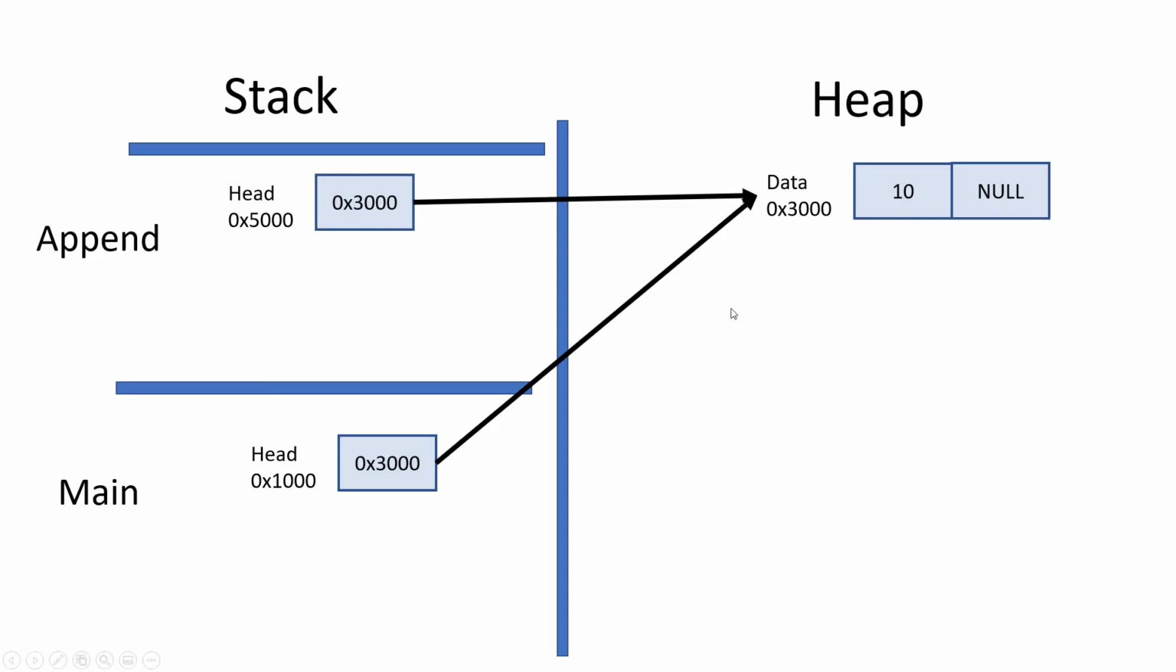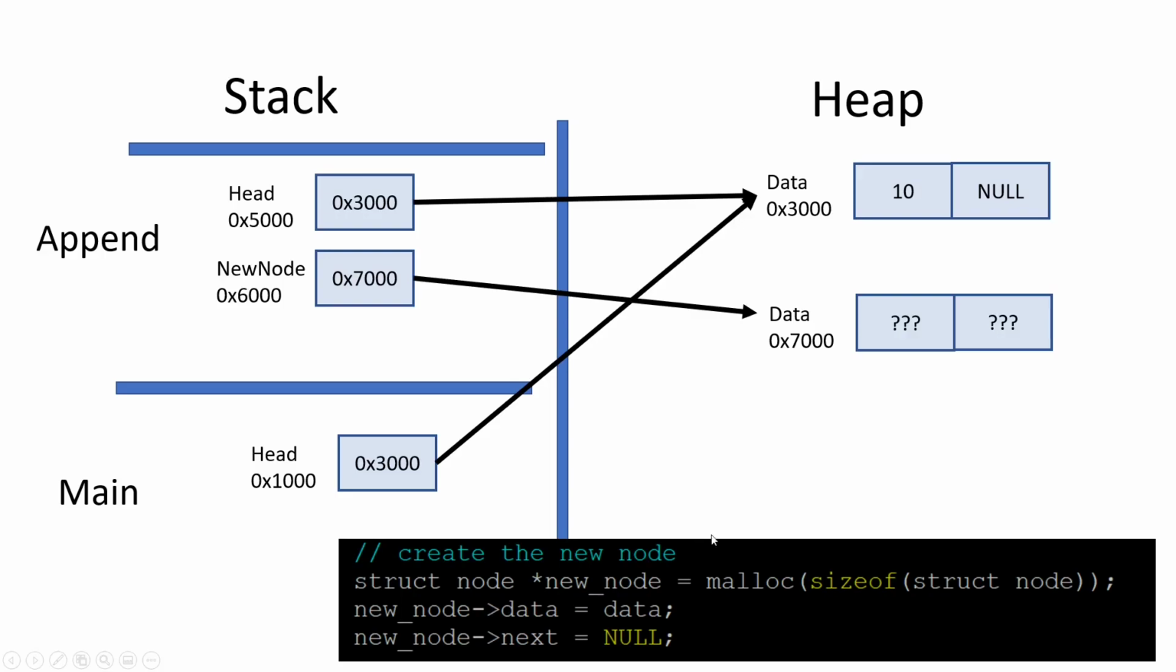Okay, the next thing we did is went ahead and created a new node. So this was the code that did this. We're using malloc. So it reserved some space over here on the heap. I've got this at 7,000 and it returns the address where it's stored into that pointer. So I've got my new node pointer at 6,000, and that value pointing there is the address of the data, 7,000. Next thing we did is assigned the data, which was, I believe, 20, and reassigned the next pointer to null, because this will be the new last node in the list. And the last node always points to null.